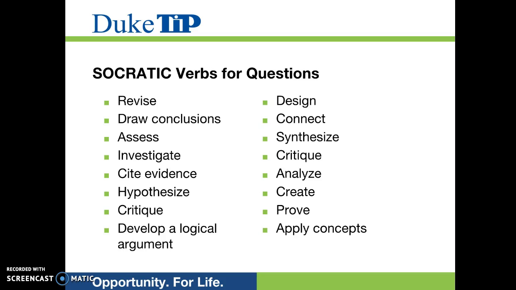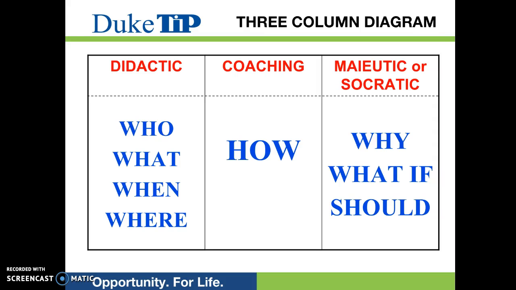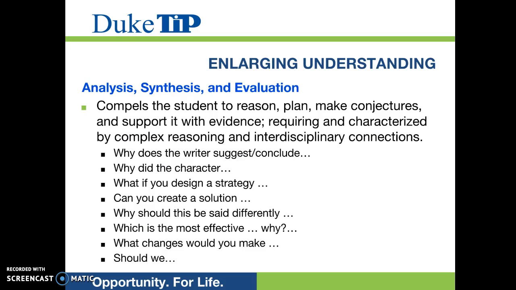Now, when you're in maieutic or Socratic mode and you want kids to explore ideas, these are some of the verbs that you might be looking at. And these are the question stems. Why is a really key question stem if you want to get Socratic with your students. What if and should are also good question stems. This is a phase of analysis, synthesis, and evaluation, the highest part of Bloom's taxonomy, compelling the student to reason, plan, make conjectures, support with evidence.